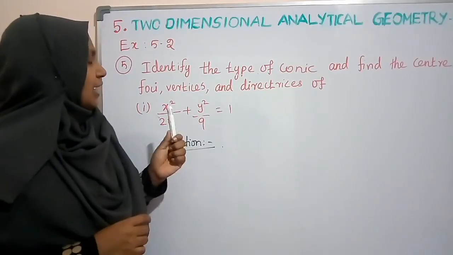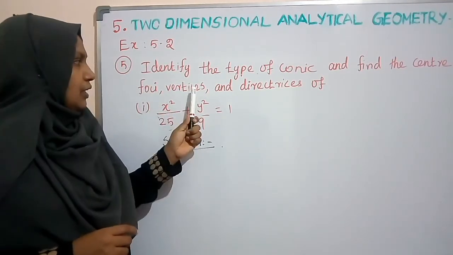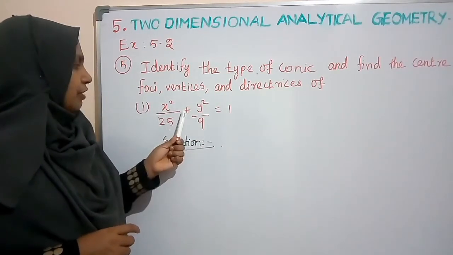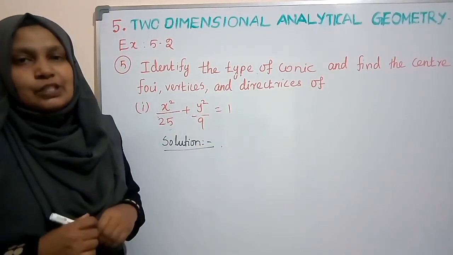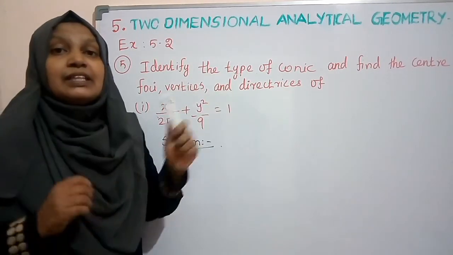Number 5. Identify the type of conic and find the center, foci, vertices and directrices of x square by 25 plus y square by 9 is equal to 1. This is our first subdivision. The first question is identify the type of conic.